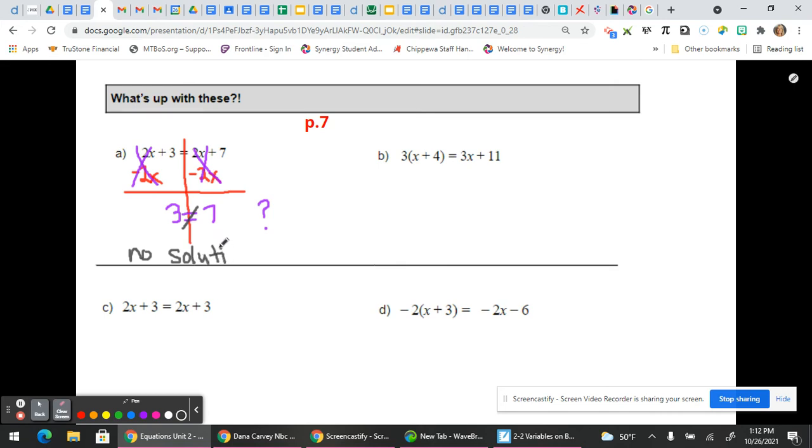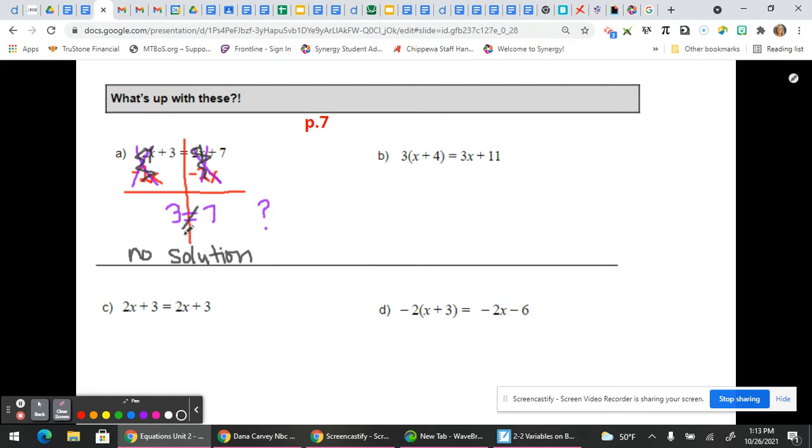So that means for whatever number I pick for x, if I put a 1 in on both sides, if I put a 1 here and a 1 here, these would always cancel. It would be 3 equals 7, not true. If I put a 10 in for x on each side, my x's would always cancel out, and I would be left with 3 equals 7, which is not true.